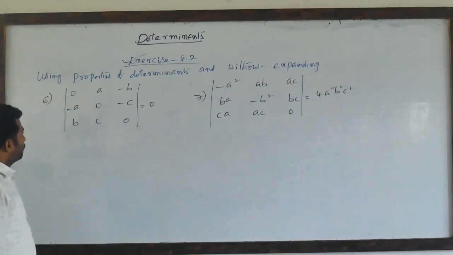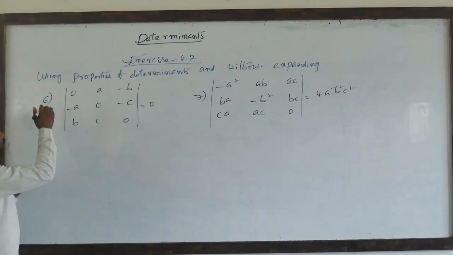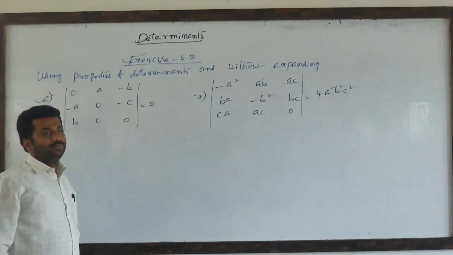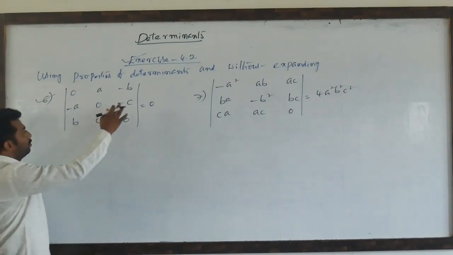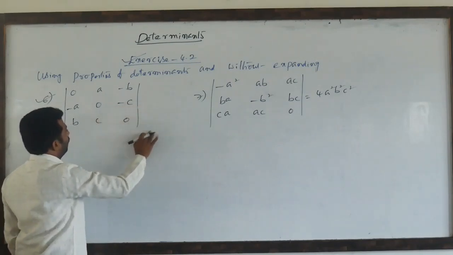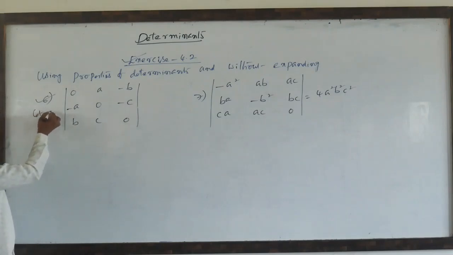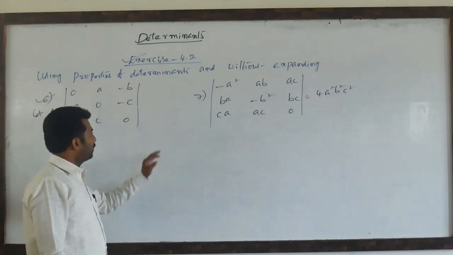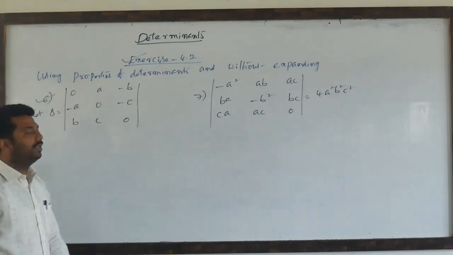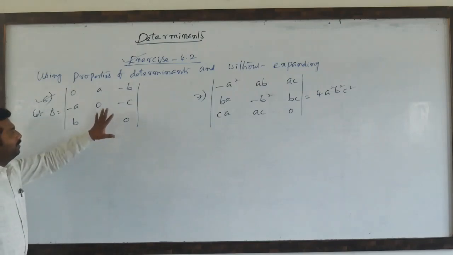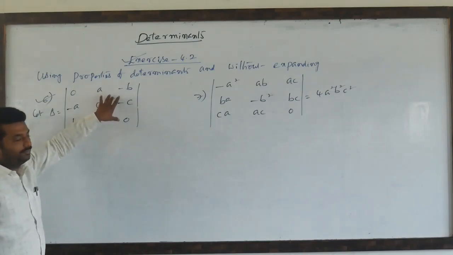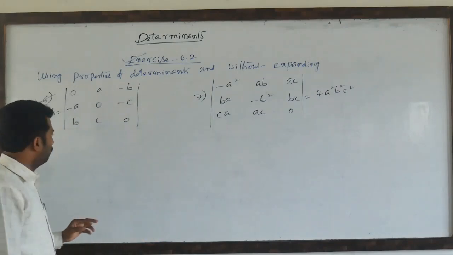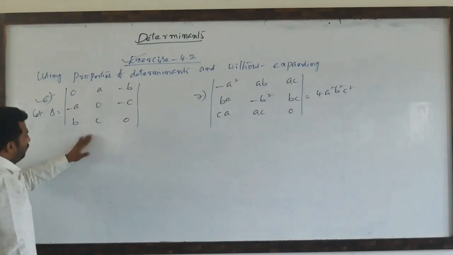Hello students, next question, the 6th one. Prove that this determinant equals 0. So here is one more question you can take. The determinant of a skew symmetric matrix of odd order is always 0. Odd means, for example, 3 by 3. Suppose 2 by 2, that is a perfect square, it will come. So that we will discuss later.